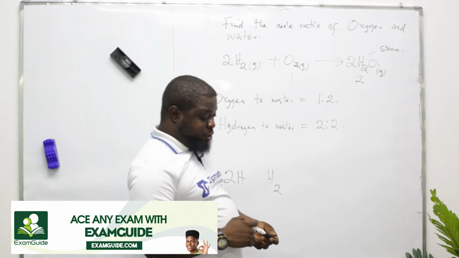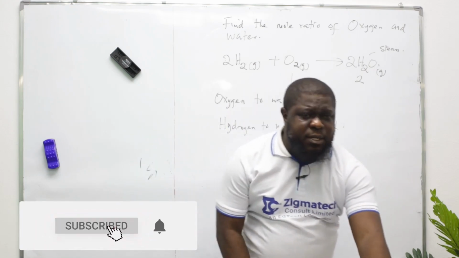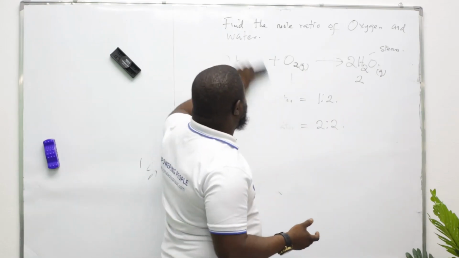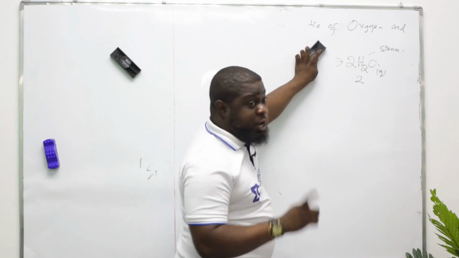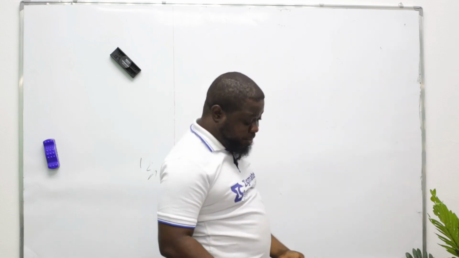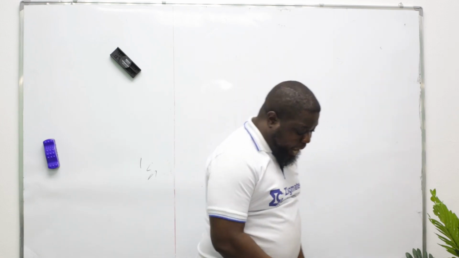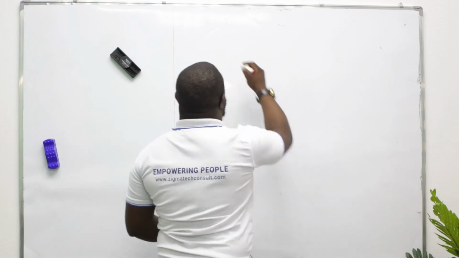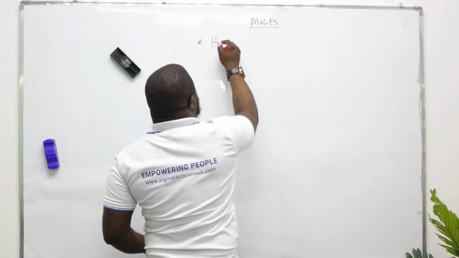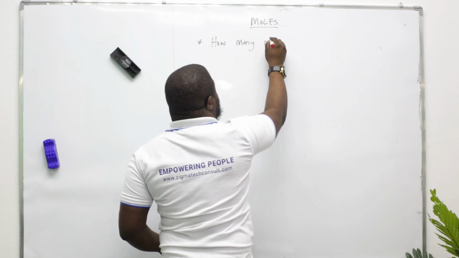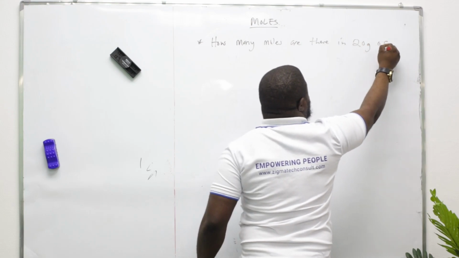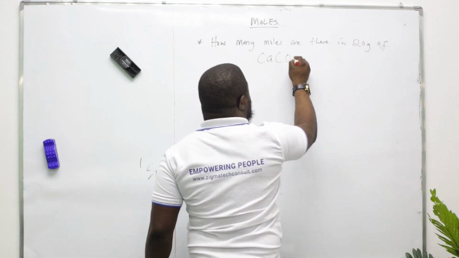So, there is one thing I want to show you. I guess you're understanding. There's one thing I want to show you in mole. It did not cross my mind. The calculation is somewhat confusing. They said, how many moles are there in 20 grams of CaCO3?